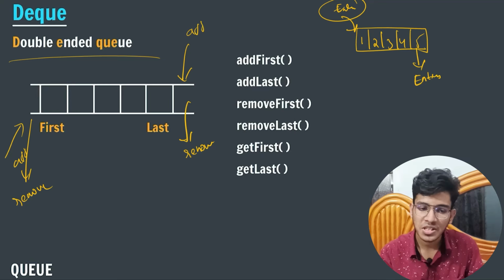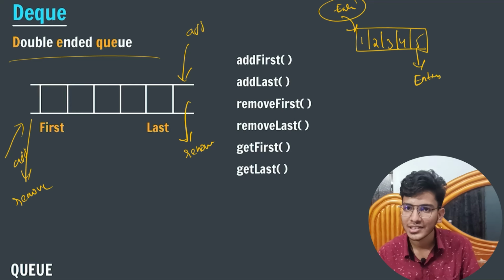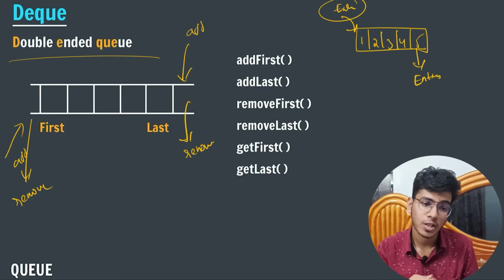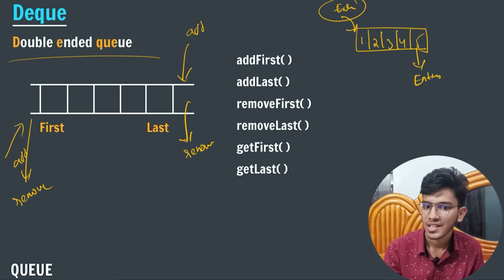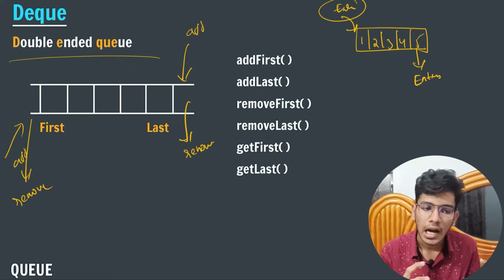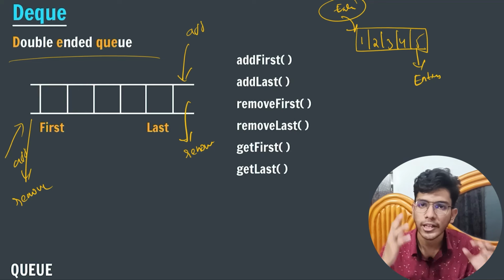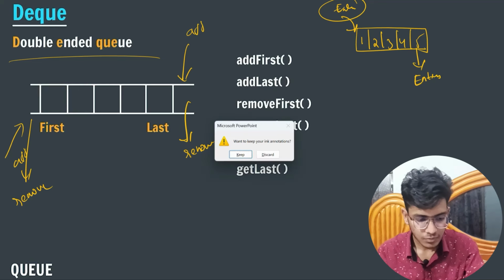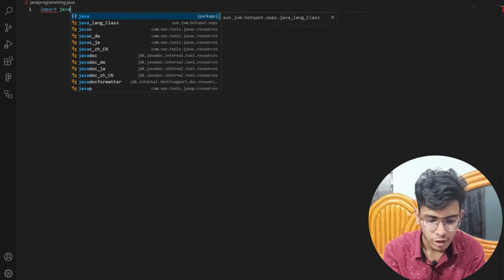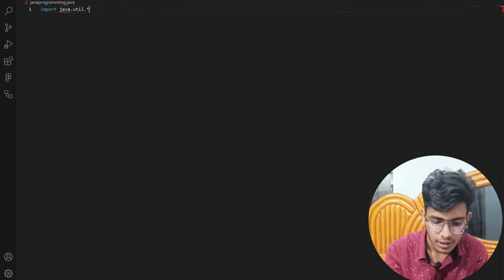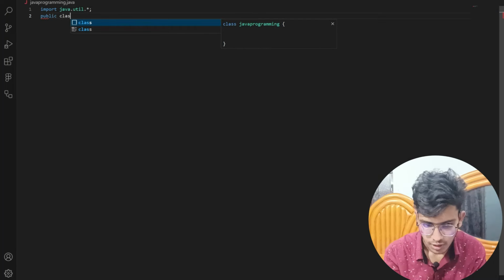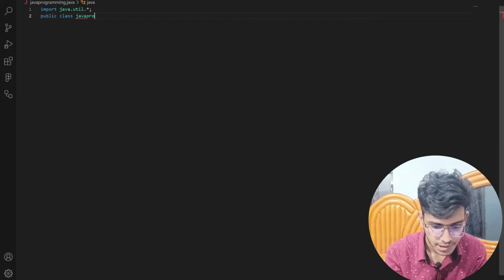So adding and deletion we can do in multiple ways, and this will give a slight advantage based on the asking of the question, right? So this is a little bit enhanced version of queue. Now let us see how we can implement this Deque in my code. For that, let me remove this code, and first of all I am going to import java.util.*. After that, public class JavaProgramming.